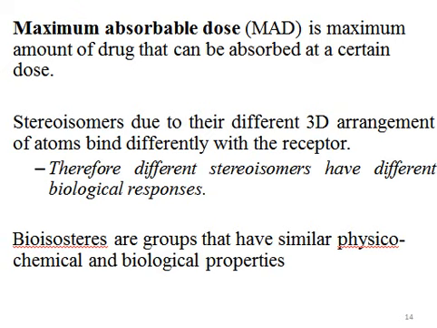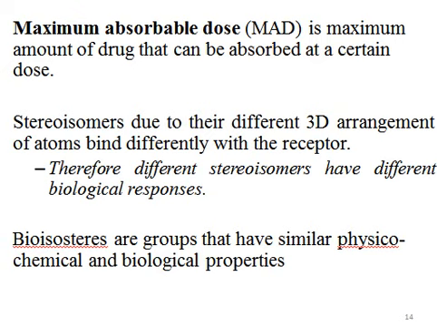Another term which is related to this process is the maximum absorbable dose. Maximum absorbable dose is the amount of drug that is actually absorbed at a certain dose. For example, I'm taking 1 milligram of a drug. Of this 1 milligram, the maximum drug that is absorbed by the body is called the maximum absorbable dose, right? Some of the drug has to be lost in first pass metabolism or some other process, right? This maximum absorbable dose is abbreviated as MAD.